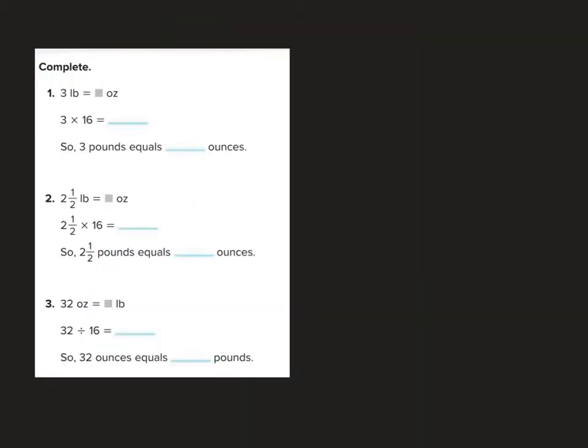If I were to make it in fraction form, half. Okay, so here we need to complete 3 pounds equals how many ounces? So 16 ounces equals 1 pound. So how many are in 3 pounds? So 2 pounds would be 32, 3 pounds would be 48. So we need to do 3 times 16. 3 times 6 is 18, 3 times 1 plus 1 more is 4. So 3 pounds equals 48 ounces.